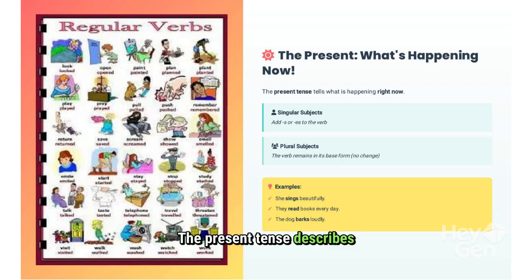The present tense describes actions occurring now. For singular subjects, add -s or -es to the verb, as in, she sings beautifully. For plural subjects, the verb stays in its base form, like they read books every day. Similarly, the dog barks loudly illustrates this rule.